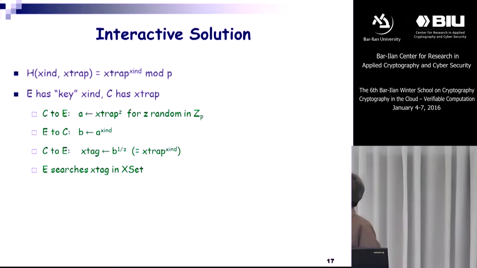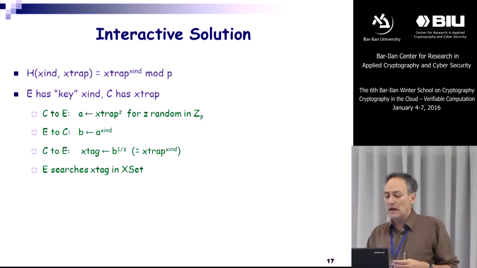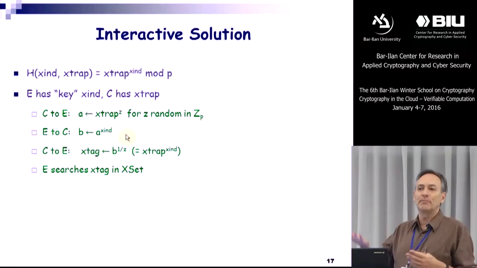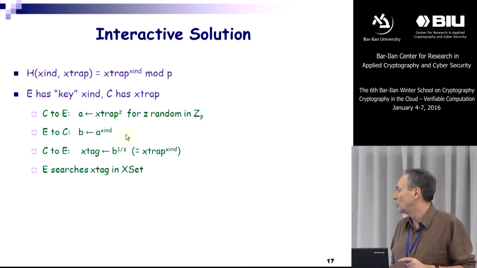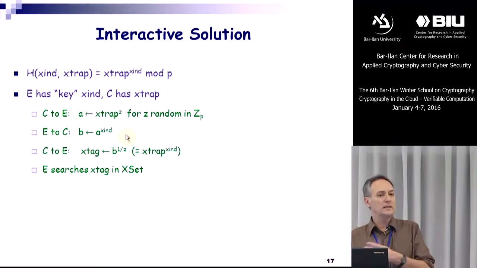The regular blinding in the exponentiation. The client that has xtrap will raise it to a random power z. We'll send that to the server, who will take that value, raise it to the power of xind, and send it back to the client, who will deblind it by raising it to the power of 1 over z, hence getting the value of xtrap to the xind, which it can send to the server, who uses that for the search. So this is a joint computation of this function.